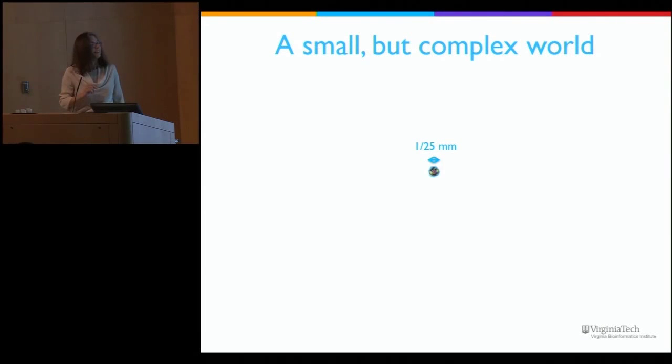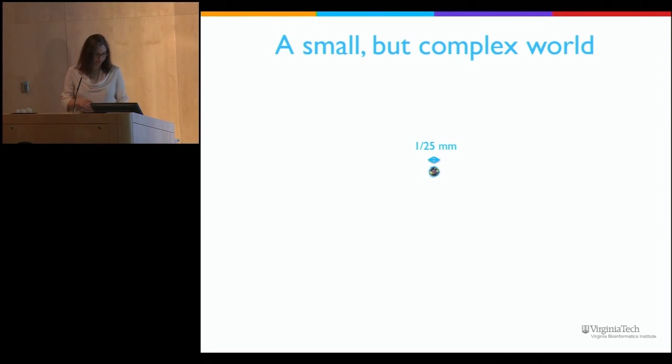I think we have a common theme in this symposium, and that is we talk about large and complex networks on all sorts of different scales. And for the next few minutes, I want to take you down to a very small scale, about 1/25th of a millimeter or smaller, and that's the world of cells, which also contain highly complex networks.